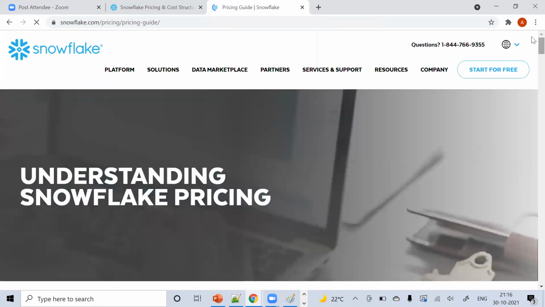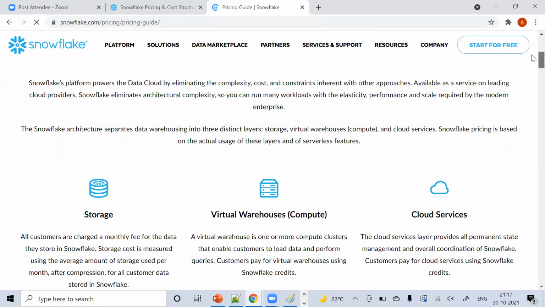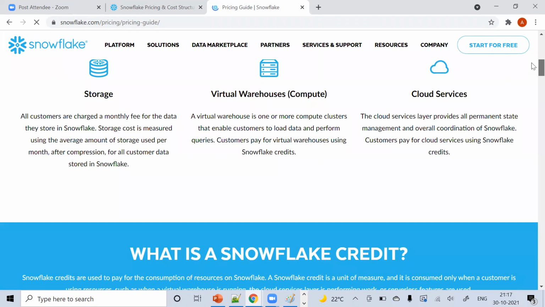Okay, we need to go to the pricing guide, guys. See, for the storage, it says all customers are charged a monthly fee for the data they store in Snowflake. Storage cost is measured using the average amount of storage used per month after compression for all customer data stored in Snowflake. So I had already told you that whenever we are storing data in Snowflake, it is encrypted as well as compressed. Okay, so that security is provided and it is on a monthly basis.